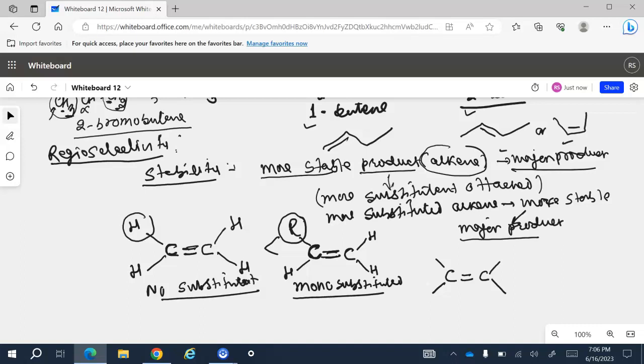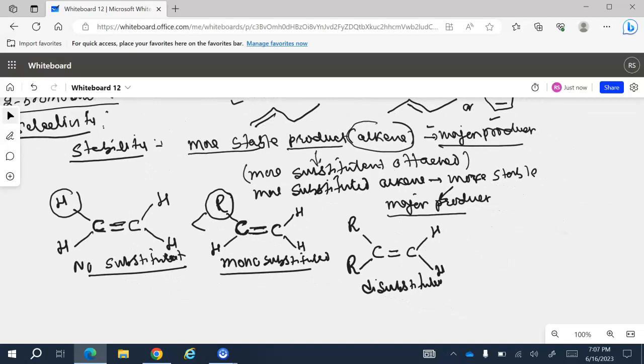Now, two R groups can be in different positions. Say you have both R groups on the same carbon, that is geminal, the same carbon, and there are two hydrogens. This we call disubstituted. And the other possibility of the disubstituted is a carbon-carbon double bond where you have two R groups on the adjacent carbons, and both R groups are facing the same side. So this is also disubstituted, but this is cis. They are on the same side.